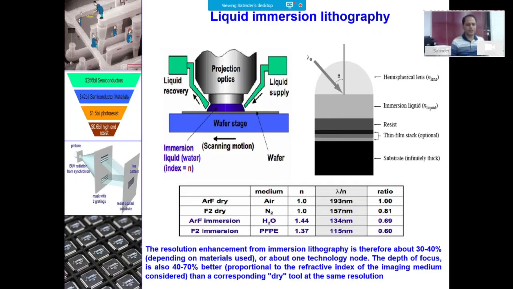So these are the things which were worked out, and in that we are getting some advantage on top of this, because there is no other option than this. Therefore, the resolution enhancement from immersion lithography is about 30 to 40%, or about one technology node, and the depth of focus is 40 to 70% better. Due to that reason, this is accepted by the industry and it is used.